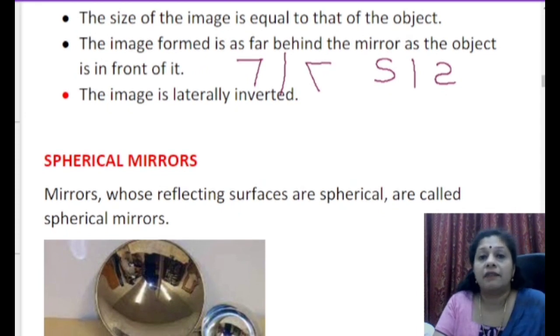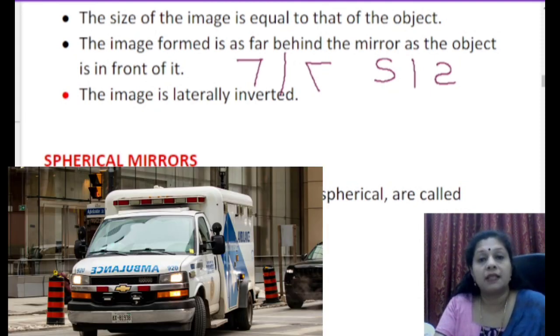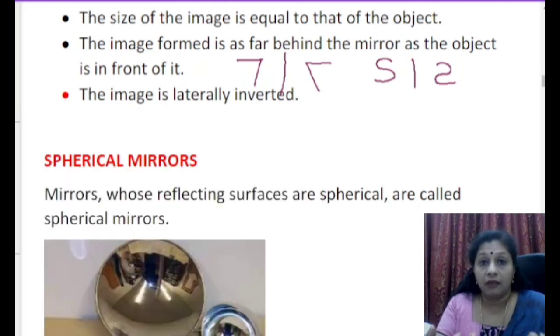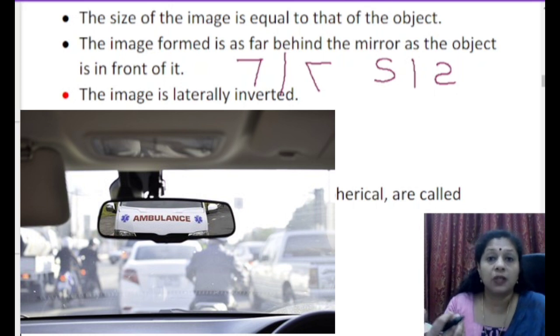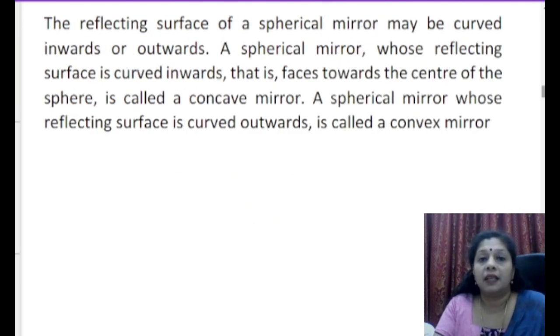But this lateral inversion has an application in our life. That is the ambulance. If you have noticed, how is it written in front of the ambulance? In the reverse way. Why is it written so? When the vehicle in front sees it through the rear view mirror, it can easily read AMBULANCE so that it can give way. Here we are learning only the characteristics of the image formed by plane mirrors, which you have learned in smaller classes. Now we are focusing on spherical mirrors.